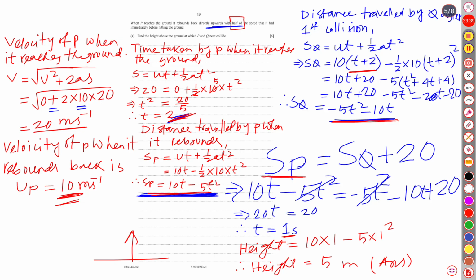Then easily we can find the height. Height means the distance traveled by P from the ground, or the distance traveled by Q plus 20 meters, because it was already 20 meters above the ground. So that's all about the whole solution.